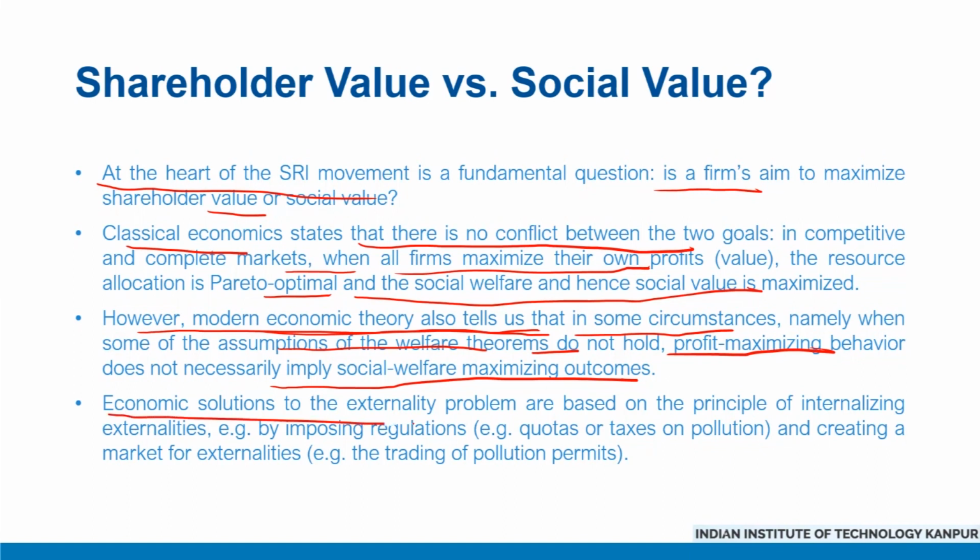Economic solutions to the externality problem are based on the principle of internalizing externalities, for example, by imposing regulations or quotas or taxes on pollution and creating a market for externalities. For example, the trading of pollution permits, like we have in carbon markets. Furthermore, in continental European corporate governance regimes, a stakeholder approach is more common than in the Anglo-Saxon countries.